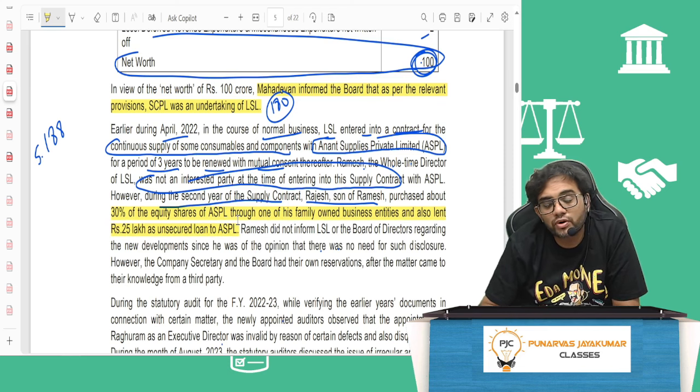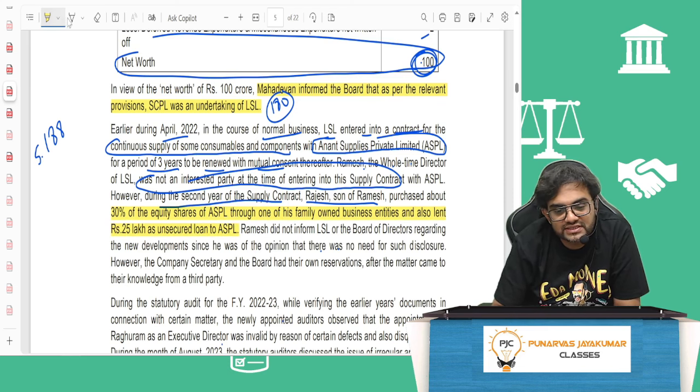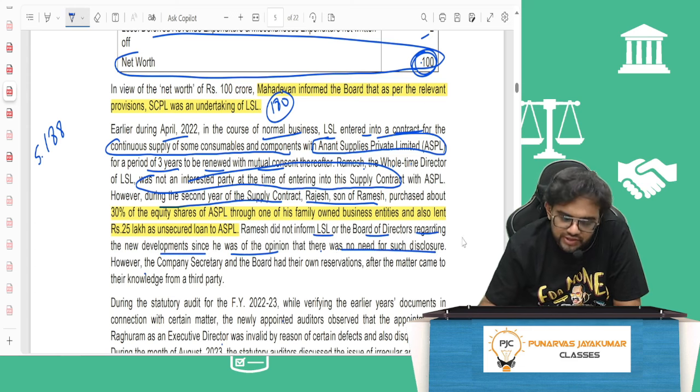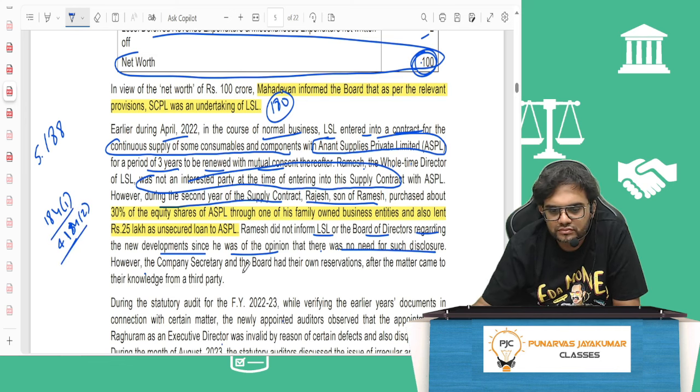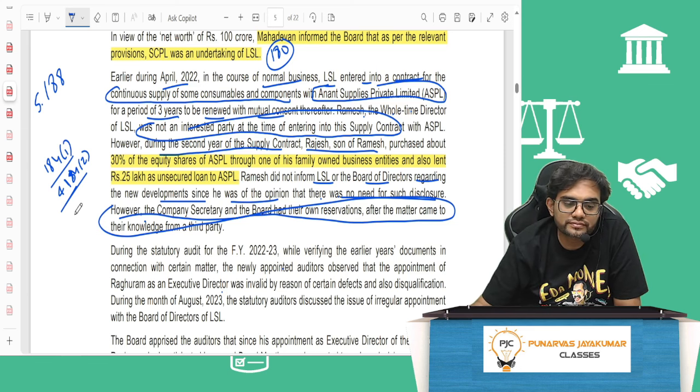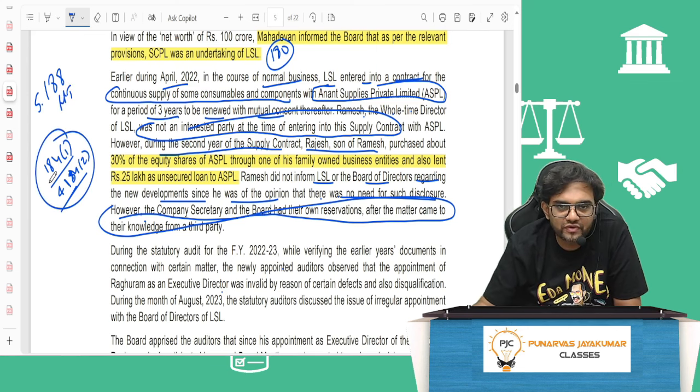So his son had bought. As Ramesh did not inform LSL or the board regarding new developments, since he was of the opinion that there is no need for such disclosure. 184.1, 184.2. Company and the board had their own reservations after the matter came to their knowledge from a third party. Related party transaction, okay. But are you interested in the contract? 184.1, 184.2 will come.